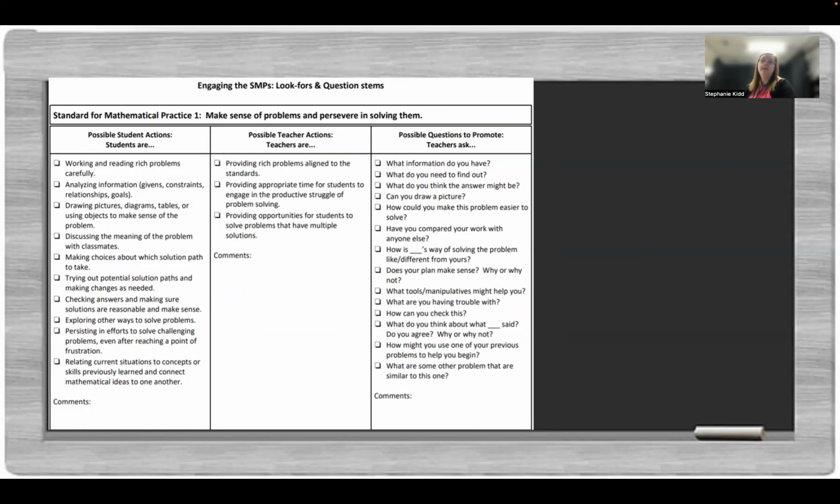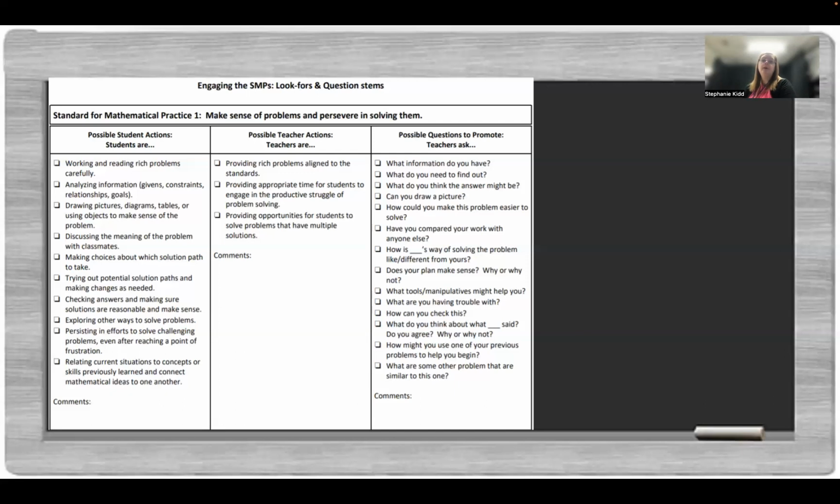That's a big one for us, giving that wait time for them to struggle a little bit, but yet make sure it's productive struggle and not frustration. The other thing is providing opportunities for students to solve problems that have multiple solutions. And so giving those times.